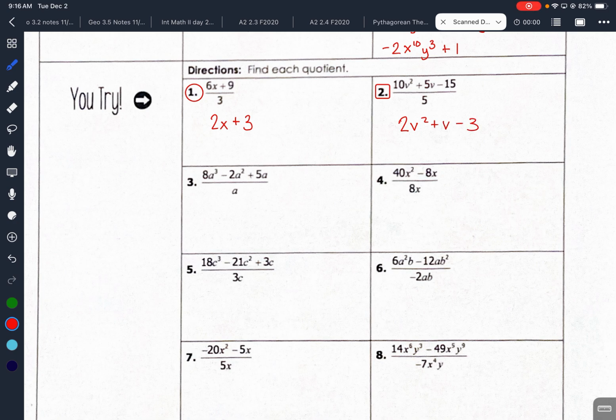Okay, did you get 2v squared plus v minus 3? I put 1. Yeah, I put 1B too. That's fine. Does the 1 have to be there? No. Is it there? Yes, so you can put it there.